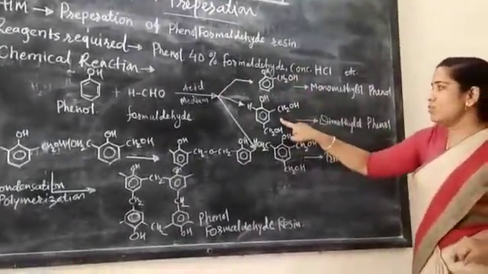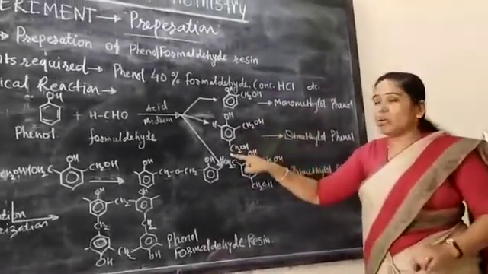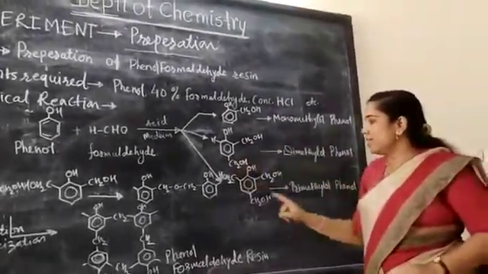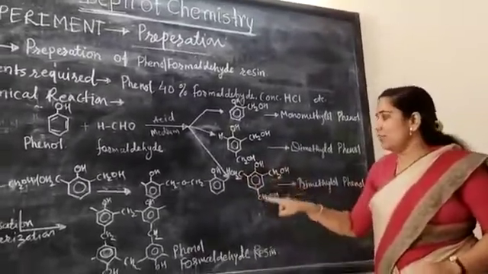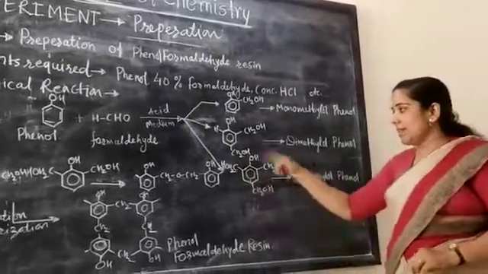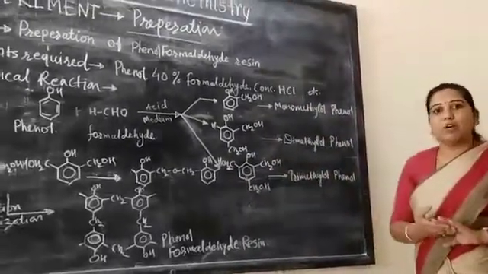While in the second case you can see ortho and para, so it is attached to the first and third position. While in the third case it is ortho from both sides and para, that is 1, 3, 5. So in this way it is attached. In these proportions the products can be produced.